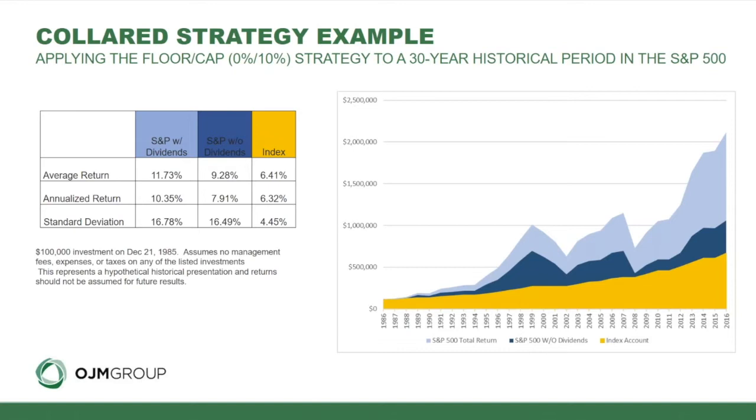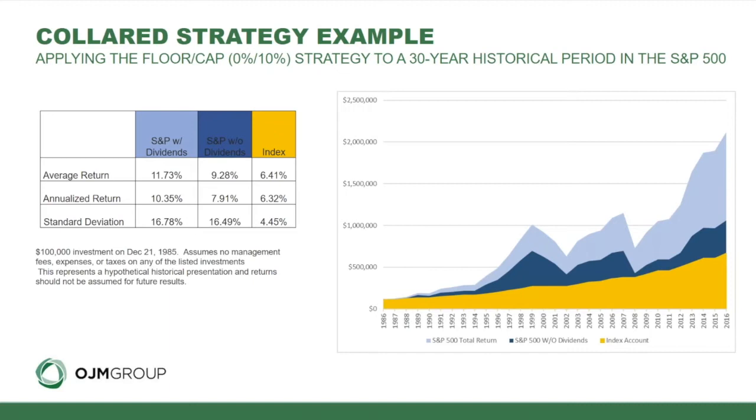I think the other important thing on this slide too, Michael, is that standard deviation box on the left-hand side. Standard deviation is a measure of volatility, or another way to say it is how much risk one needs to take in order to achieve a specific return. So the higher the standard deviation, the greater the amount of risk one is taking to get an underlying return. And what you'll notice is that the S&P 500 with dividends has a 16.78% standard deviation, with an average return of 11.73%. In the indexing strategy, you've got a standard deviation of 4.45% with an average return of 6.41%.